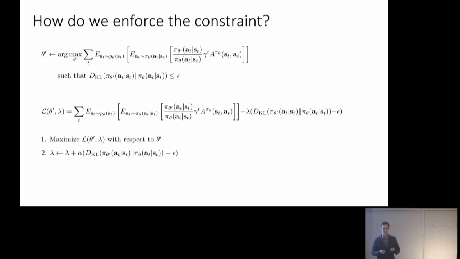The intuition behind this is very simple. If the KL divergence is way bigger than it should be, lambda will go up. If the KL divergence is way smaller than it should be, lambda will go down. So you'll adaptively adjust lambda until you actually hit your constraint.